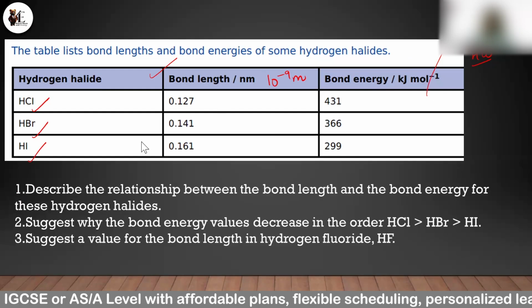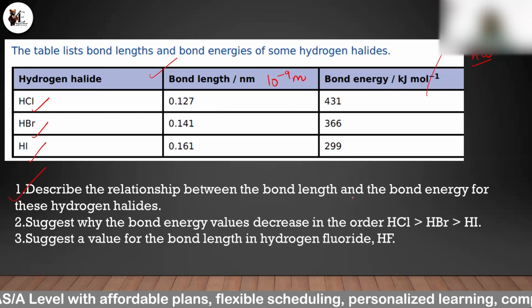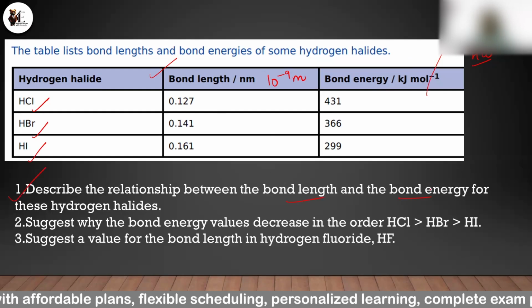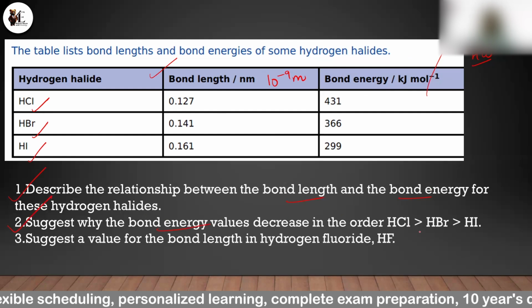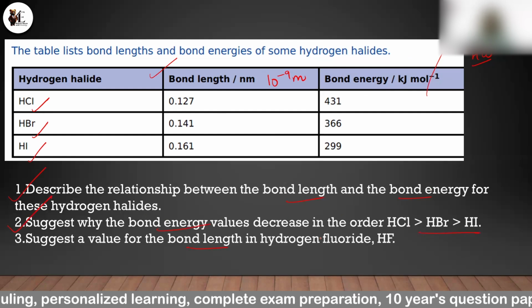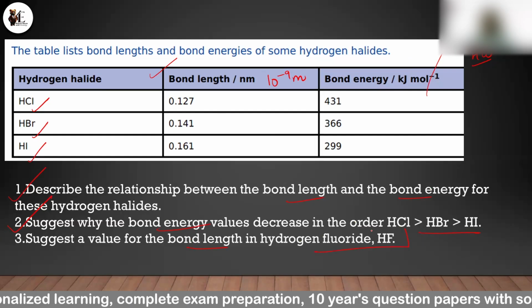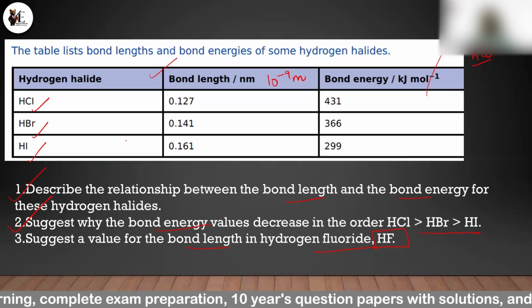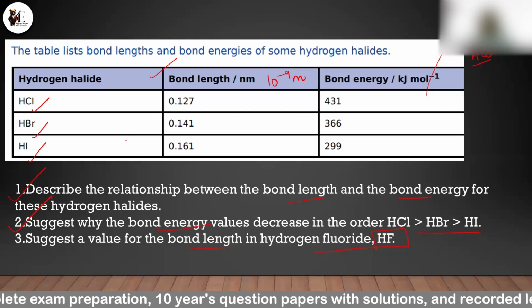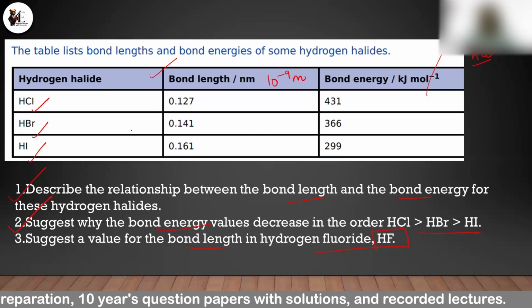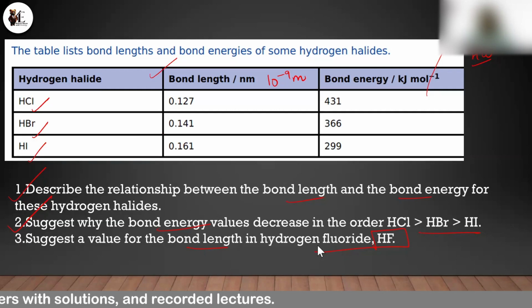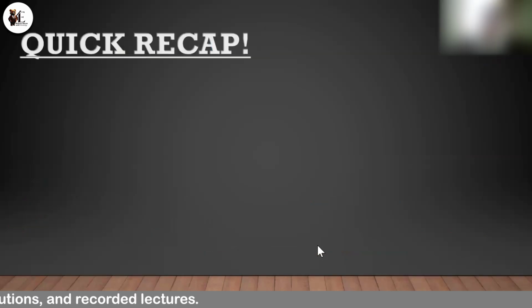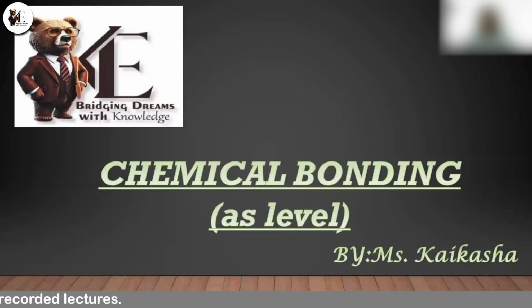Question number 1 is: describe the relationship between the bond length and bond energy. As I already told you, they are inversely proportional. Then, suggest why the bond energy value decreases in the order, and suggest a value for the bond length in hydrogen fluoride. So you can compare it from hydrogen chloride, bromide, and iodide, and you have to suggest a value for the bond length in HF. Is it clear? Any doubts till now?